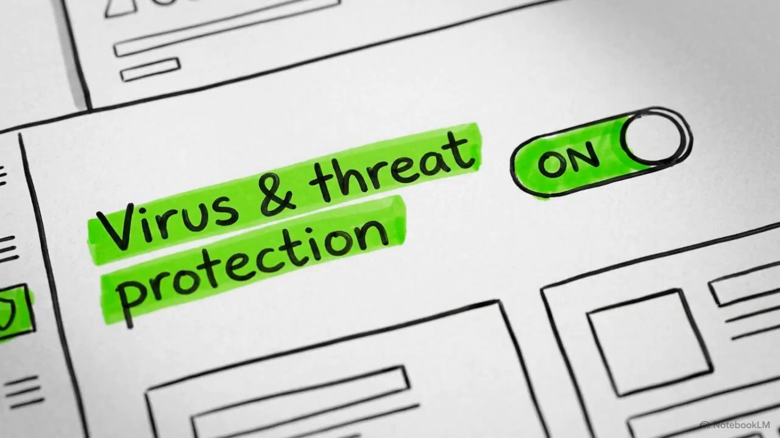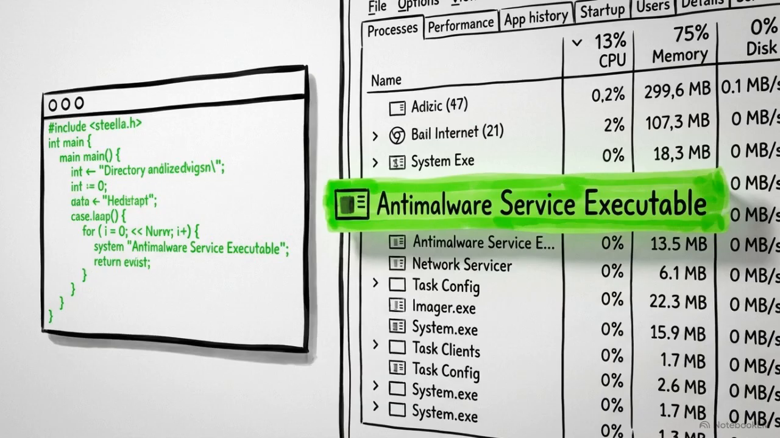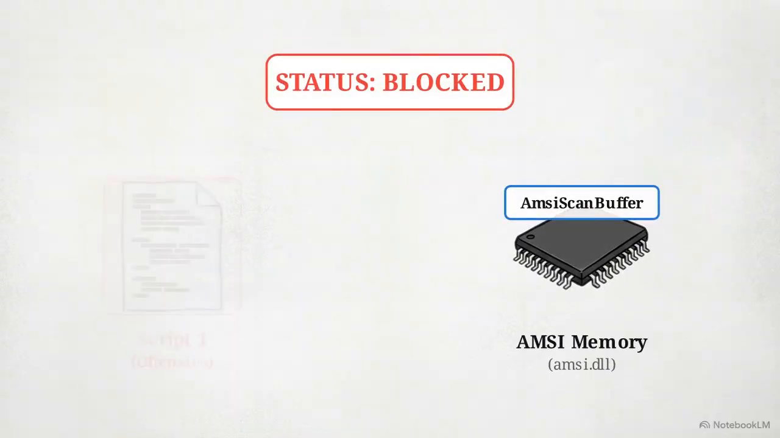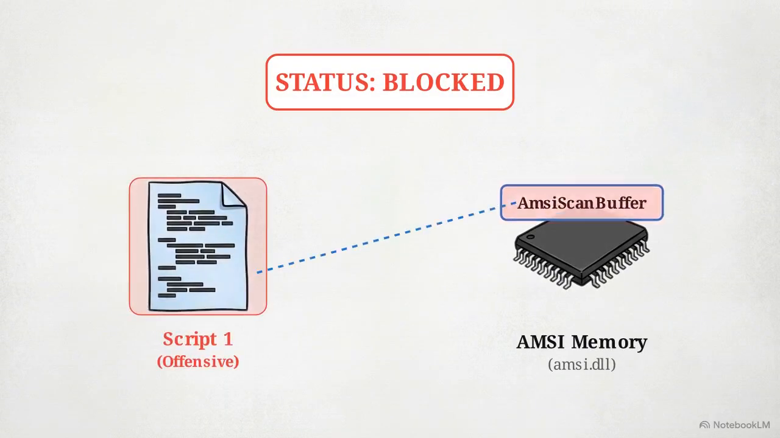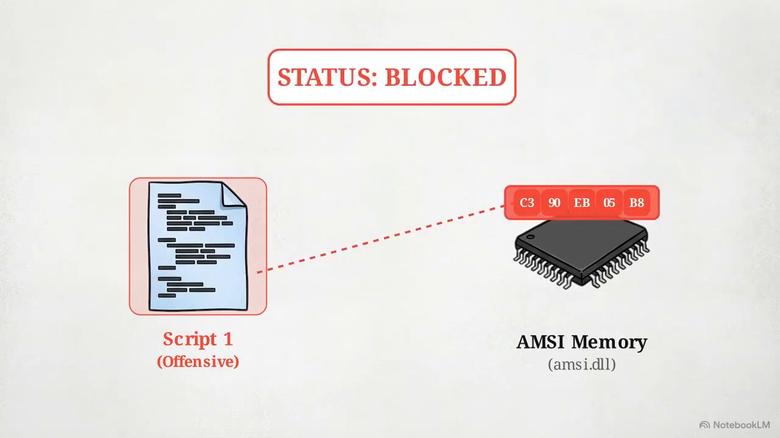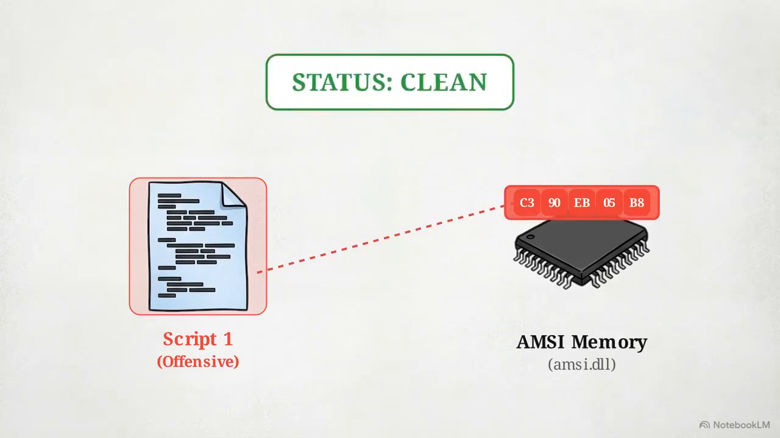To understand how they work, look at the Anti-Malware Scan Interface, or AMSI. This is the built-in Windows guard that normally inspects every line of PowerShell code for malicious patterns before allowing it to run. This schematic illustrates script 1. It physically overwrites the specific memory block governing AMSI. By altering those bytes, it forces the guard to fail open, meaning AMSI reports the dangerous code as clean.